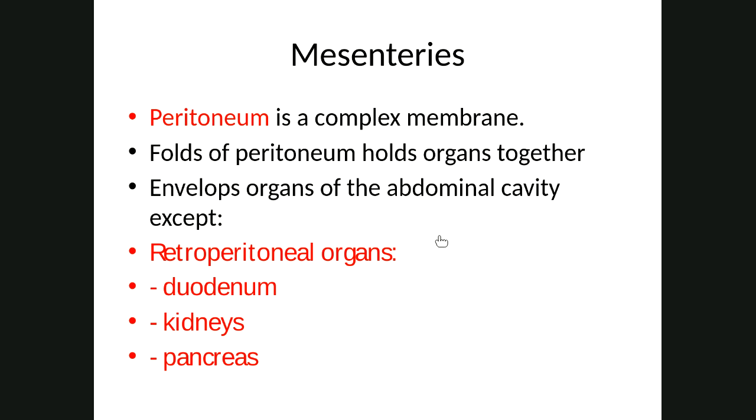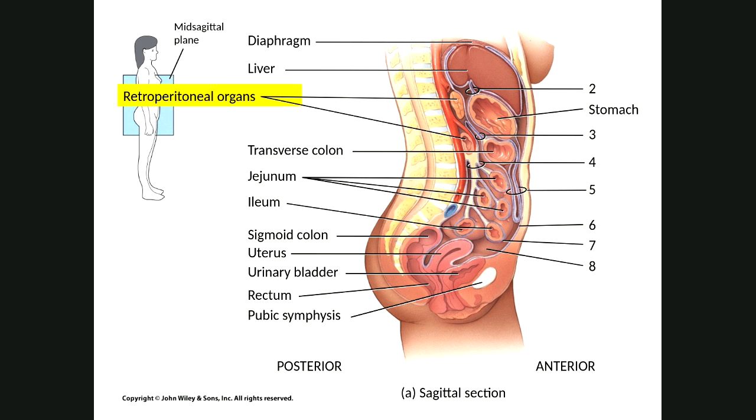So the mesentery, the peritoneum is a complex membrane. It keeps the organs together, which is awesome, so things don't just kind of smoosh around. They stay together in a certain order. And it does not envelop the duodenum, the kidneys, and the pancreas. Right?